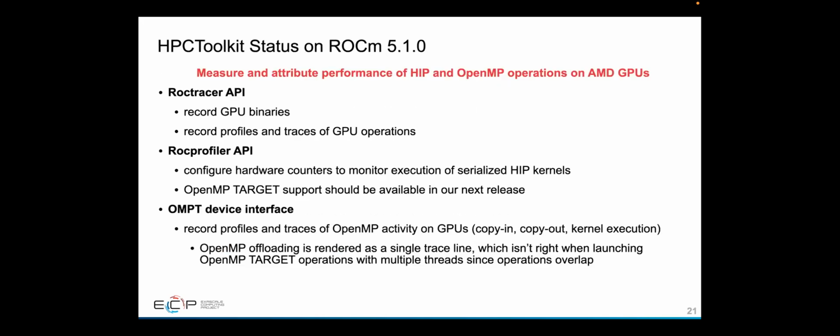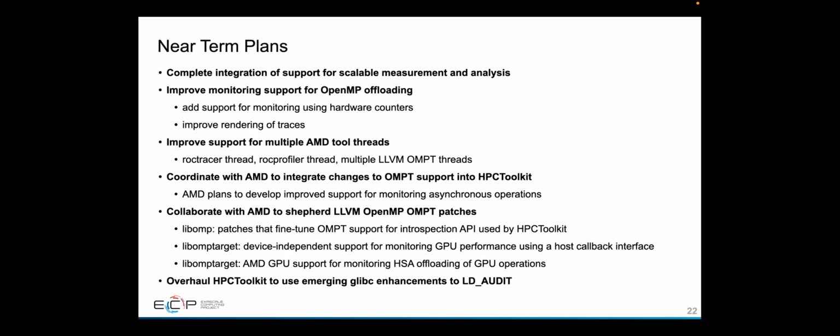So very briefly, HPCToolkit is working with ROCm 5.1. And so we're measuring and attributing performance of HIP and OpenMP applications on AMD GPUs, using ROC Tracer to record GPU binaries and profiles and traces, ROC Profiler to measure with hardware counters, and the OMPT device interface to record profiles and traces of OpenMP activity. And then in the near term, we're going to be completing the integration of our scalable measurement and analysis with our distributed version of HPCToolkit. Currently, that's in a branch.